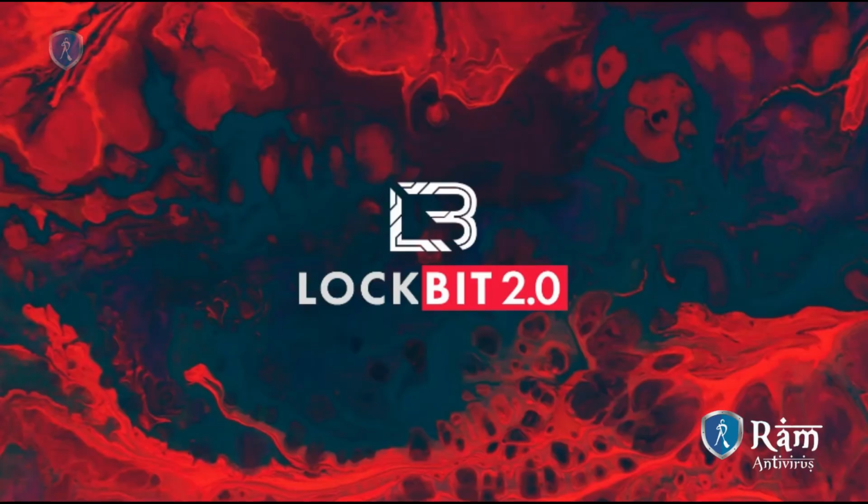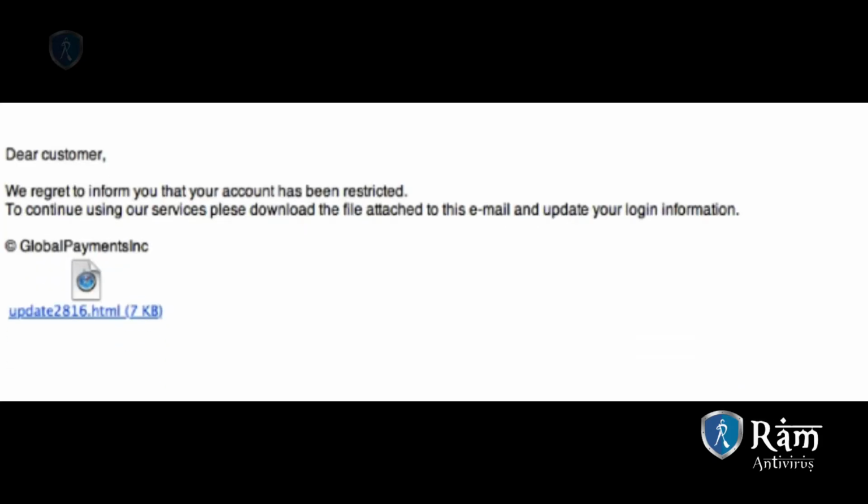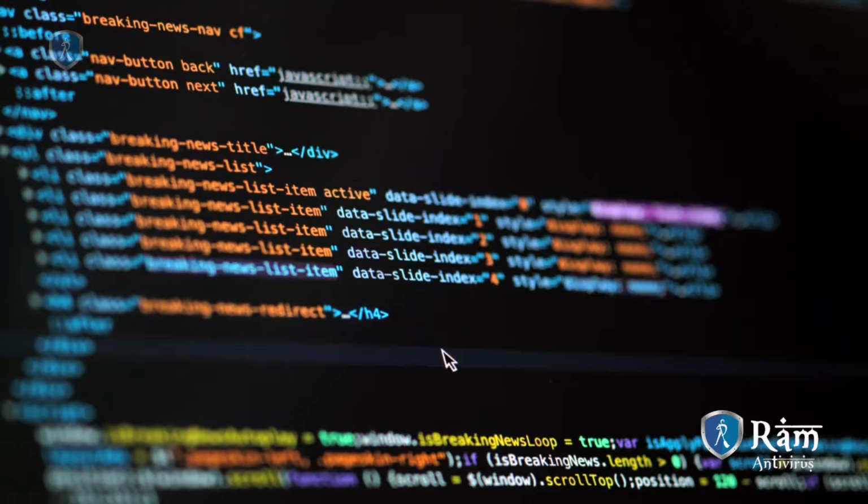LockBit ransomware enters your network in a variety of ways. The most popular is a downloaded spam email attachment. The download then launches the ransomware attack on your system.